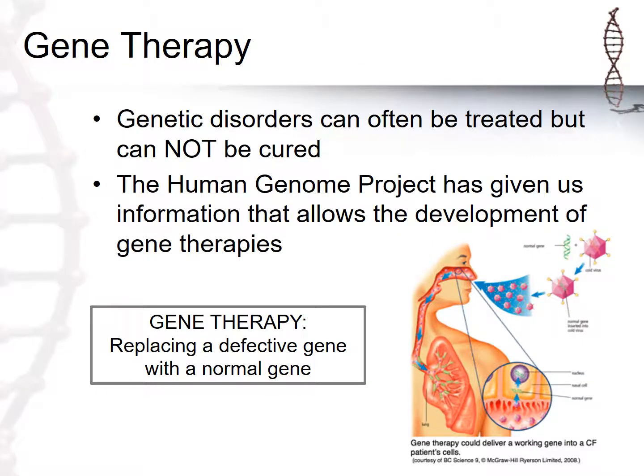All right, gene therapies. Genetic disorders can be treated but cannot be cured. But our work through the Human Genome Project has given us a lot of information about how diseases develop and how we can make gene therapies. Gene therapy is replacing a defective gene with a normal gene. It is what we consider the future, but we will see how that goes over the years. There are lots of pros and cons to this and a lot of debate.